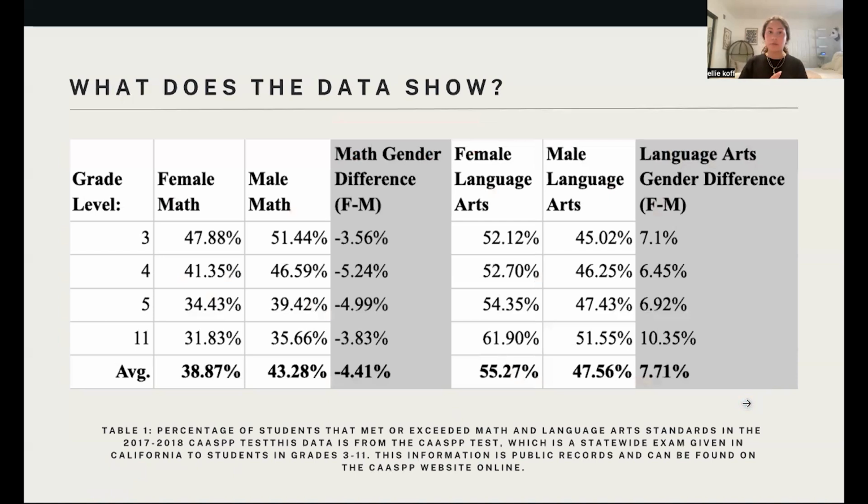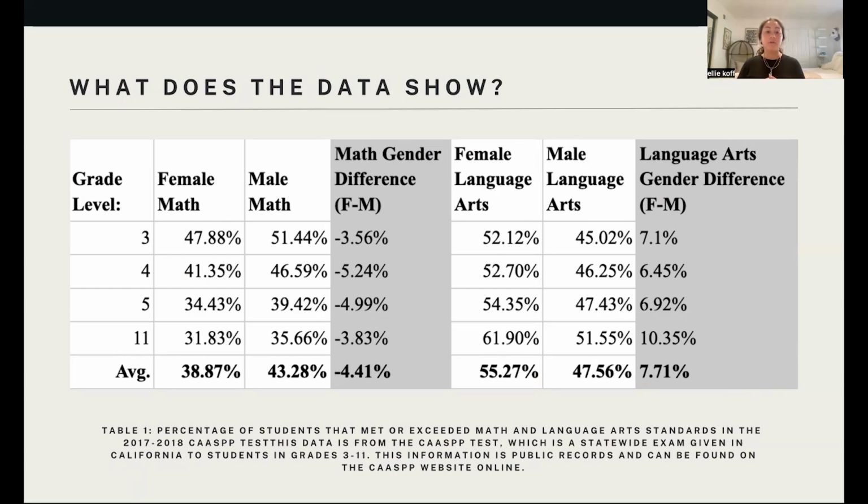So to do some more research on this, I looked at some data for the California Assessment of Student Performance and Progress. And this is public info. I used the years 2017 and 2018 to gather my data because I wanted it to be before the effects of COVID. Through this, I found that 7.7% more female students met or exceeded language arts standards than their male counterparts. I also found that 55.2% of female students in grades 3 to 11 met or exceeded the language arts standard, as opposed to 47.5% of male students meeting or exceeding that same standard.